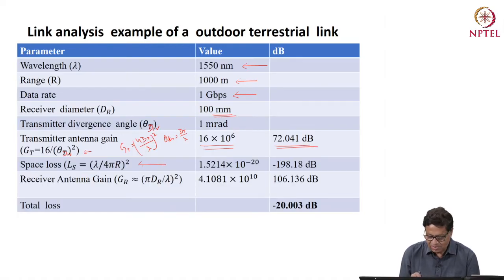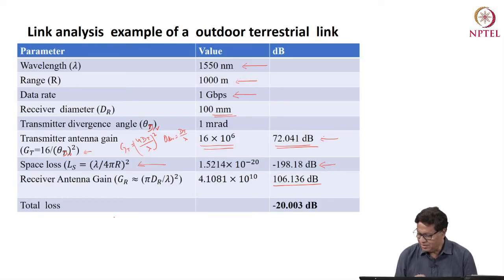The space loss, because distance R is 1 kilometer and lambda is 1550 nanometers, one can calculate the space loss, which is equivalent to minus 198.18 dB. This is minus because this is a loss. And this is plus because there is a gain. The receive antenna gain, which is given by (pi dr divided by lambda) whole square, and dr is 100 mm here, lambda is known. So based on this, you get a gain of approximately 106 dB.